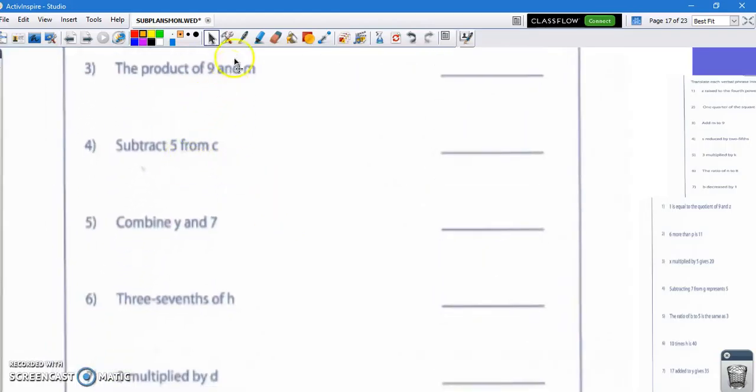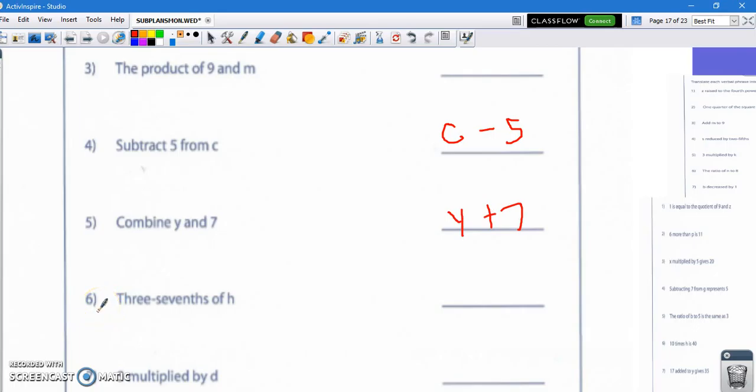Subtract 5 from C. So that's saying that you start with C and you're subtracting 5. Subtract 5 from C. Okay? If you wrote it like this, what you have is subtract C from 5. Make sure that was clarified. So subtract 5 from C. Combine y and 7. Combine means what? Addition.